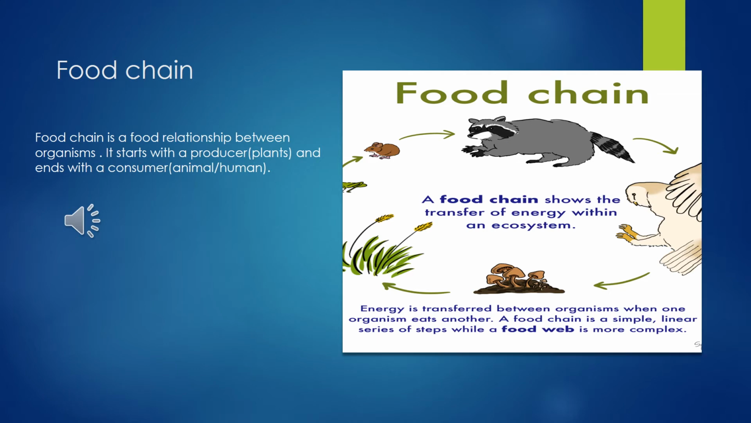Now we will discuss the food chain. It is the most important part of a habitat. Without a food chain in the habitat, the organisms will die and they will move to another habitat. And what is a food chain? A food chain is a food relationship between organisms. It starts with a producer, plants, and ends with a consumer, and it may be an animal or a human being.